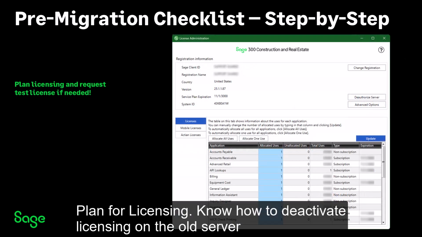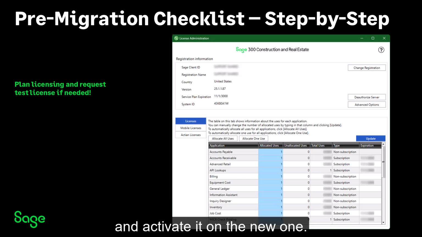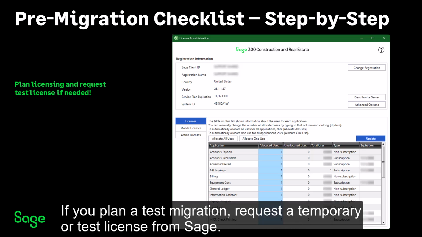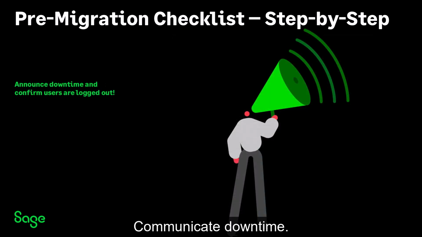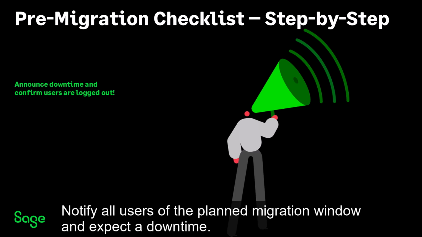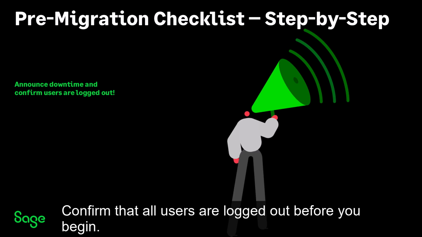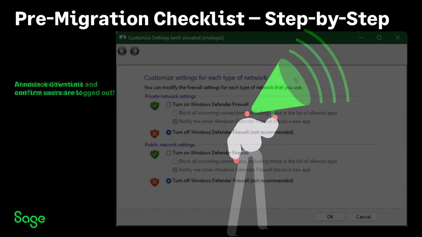Plan for licensing. Know how to deactivate licensing on the old server and activate it on the new one. If you plan a test migration, request a temporary or test license from Sage. Communicate downtime. Notify all users of the planned migration window and expected downtime. Confirm that all users are logged out before you begin.